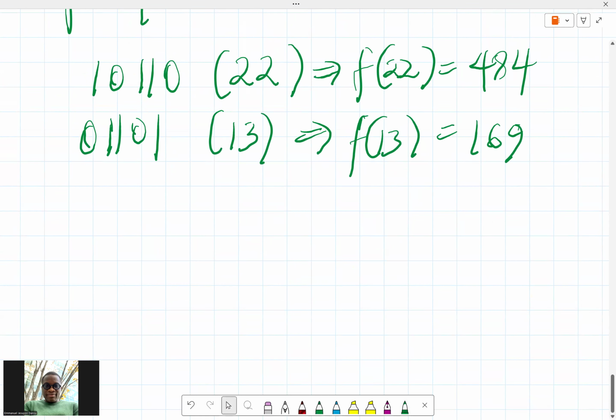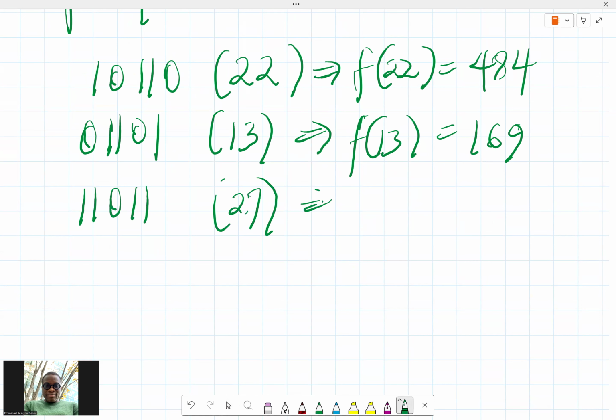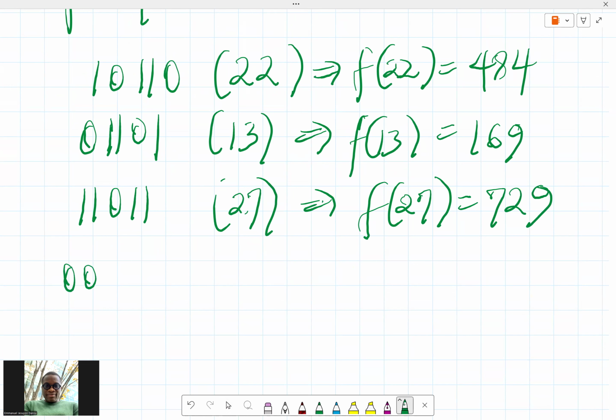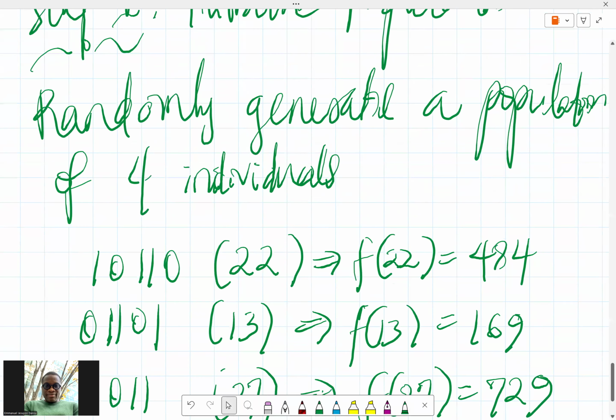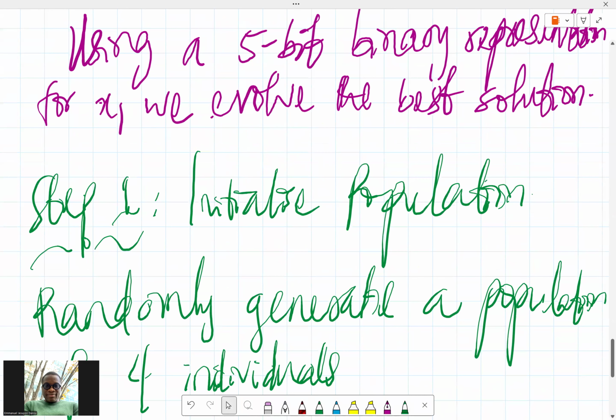So we have two random individuals. The third random individual is 11011, which is actually 27. And if you do f of 27, you get 729. And then you have 00010. That is simply 2. That means f of 2 is equal to 4. So that's the initialized population, right?